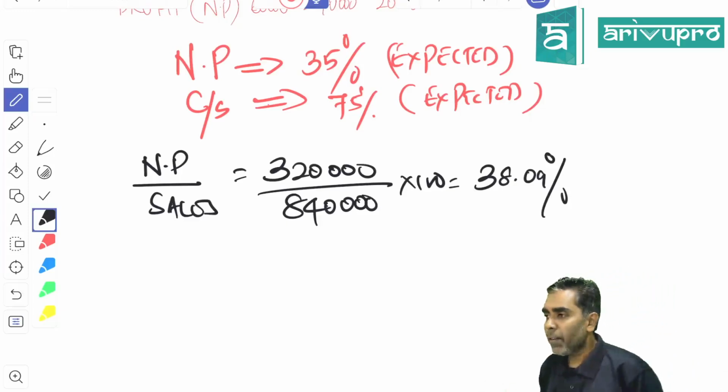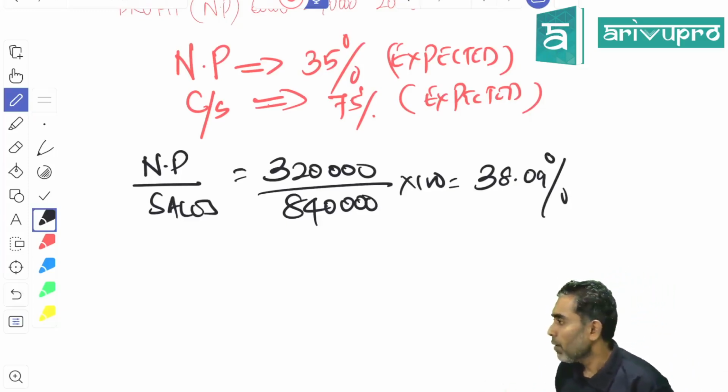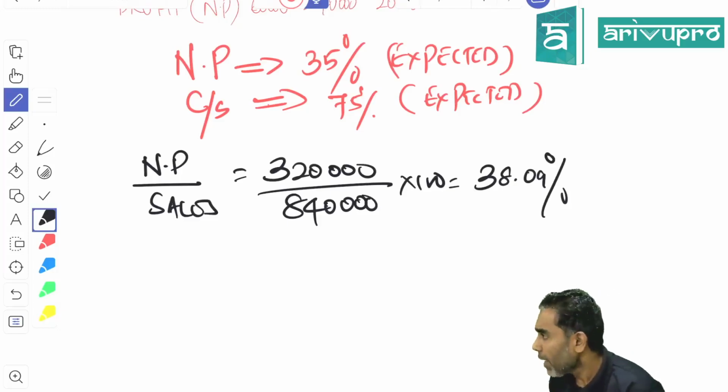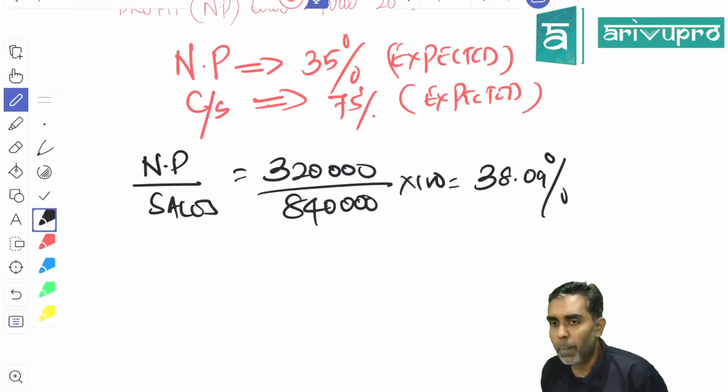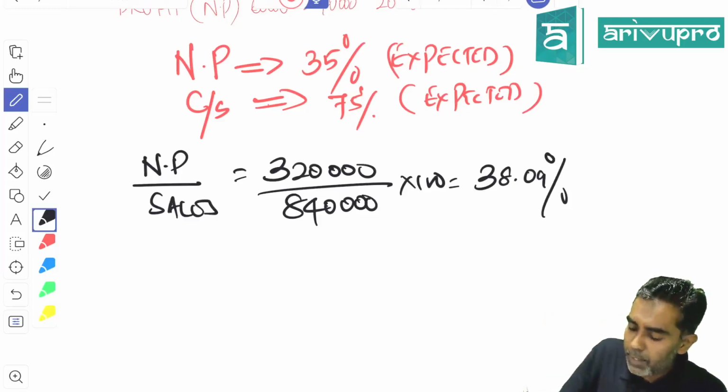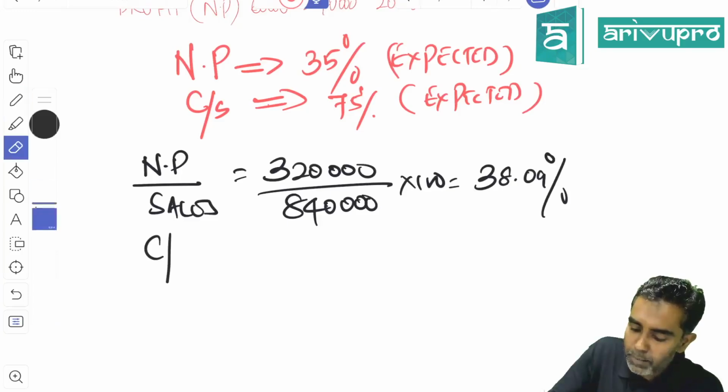Therefore, as net profit ratio, we are ahead of the expected one. Do you all agree with me? We are ahead of the expected margin, right? Second one is CS ratio. CS ratio equals contribution divided by sales.